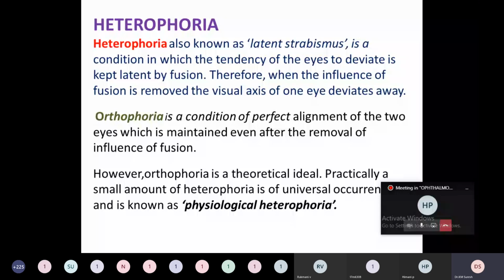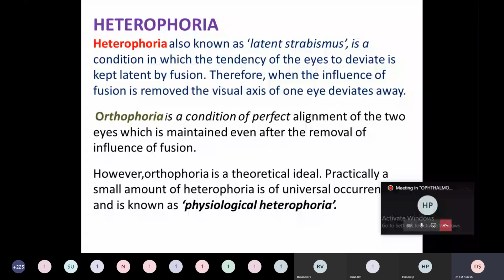As long as both the eyes are open, the ocular system and the cortex both try to fix the gaze on the object of interest, and hence there will not be squint. But if you separate the eye by obstructing it, then behind the obstruction it will try to squint. That is referred to as latent squint. So as long as the stimulus is present, there is fusion and no squint. When the stimulus is removed, the weaker eye tries to squint. So this is known as latent squint. Therefore, when the influence of fusion is removed, the visual axis of one eye deviates away.